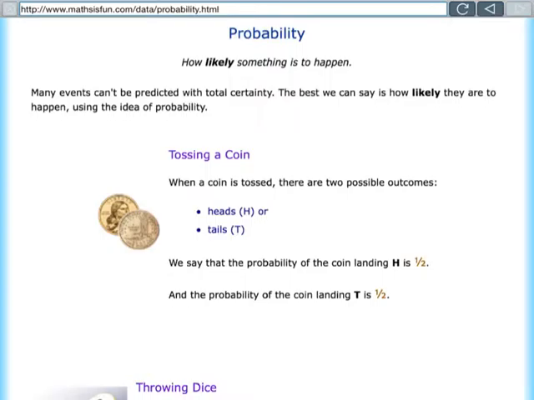And to talk about probability, we're going to go back to math is fun. So, probability is how likely something is to happen. Remember that many events can't be predicted with total certainty. The best we can say is how likely they are to happen using probability.